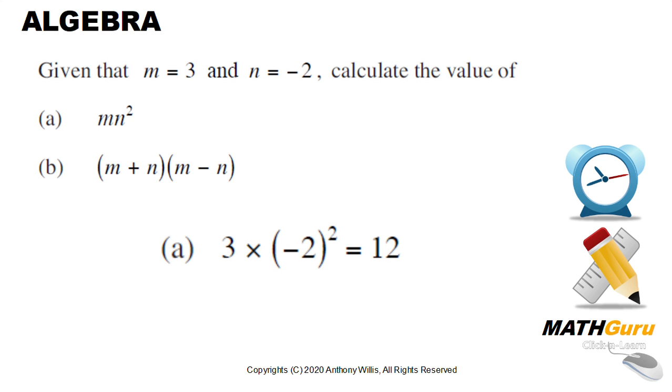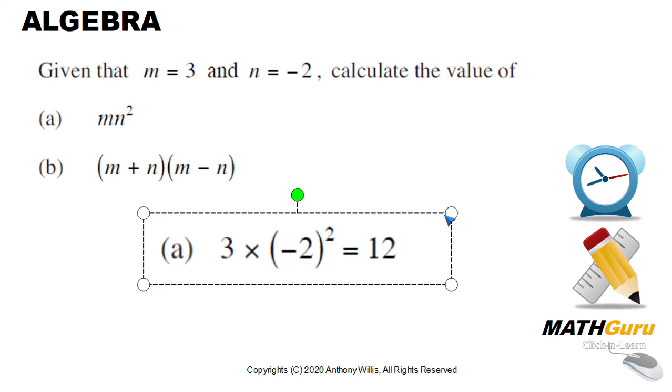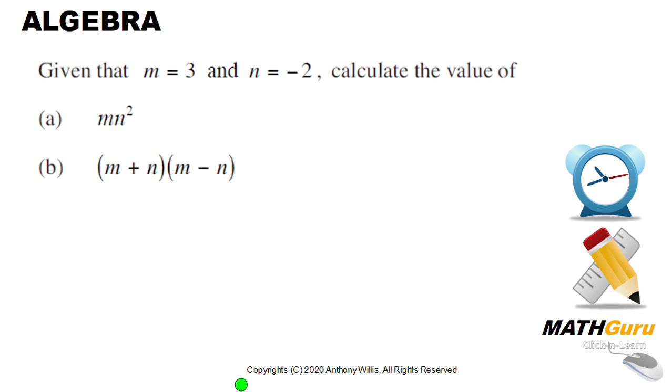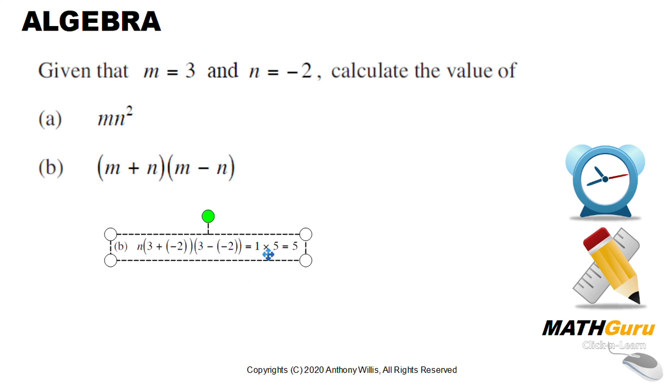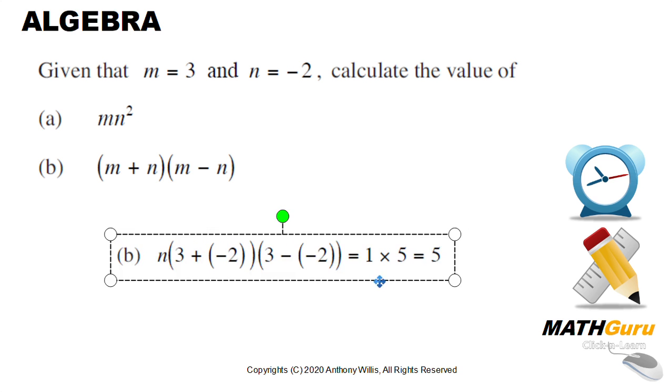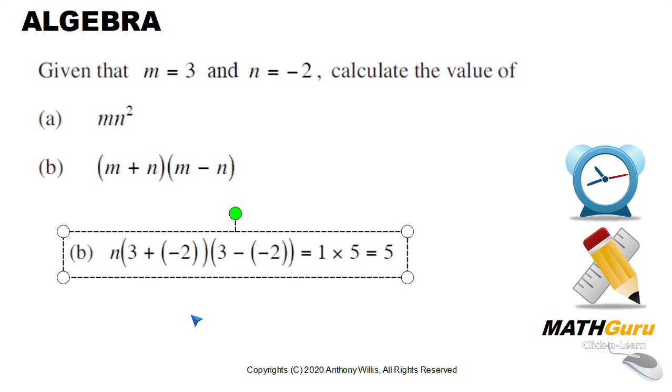So avoid that mistake. Now let's look at this part of the problem. Now here you have to plug in the value of m, 3, plus n, which is minus 2. You have to make sure you have the signs correct. Here you have m minus n. So the question is designed to trick you, because many students have difficulty with the directed numbers, minus 2.